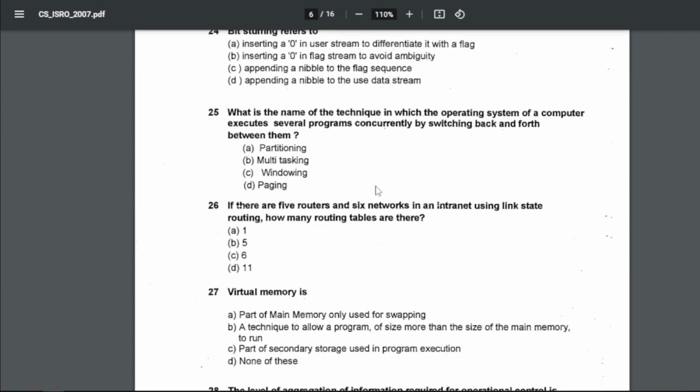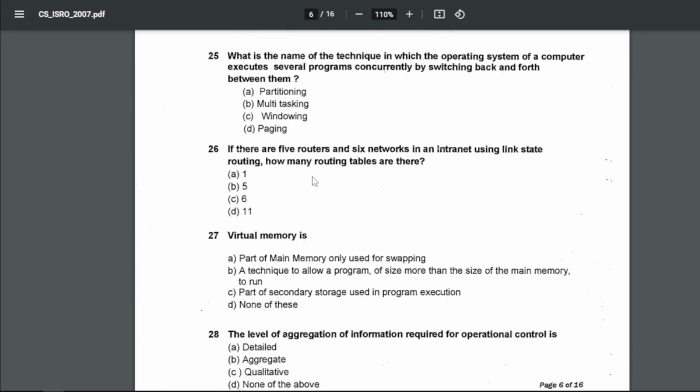Now question number 25 is, what is the name of the technique in which the operating system of a computer executes several programs concurrently by switching back and forth between them? So for 25 our answer will be multitasking, right? Basically in a multitasking system, a computer executes several programs simultaneously by switching them back and forth to increase user interactivity. Processes share the CPU and execute in an interleaving manner. This allows the user to run more than one program at a time, right? So for 25 our answer will be B.